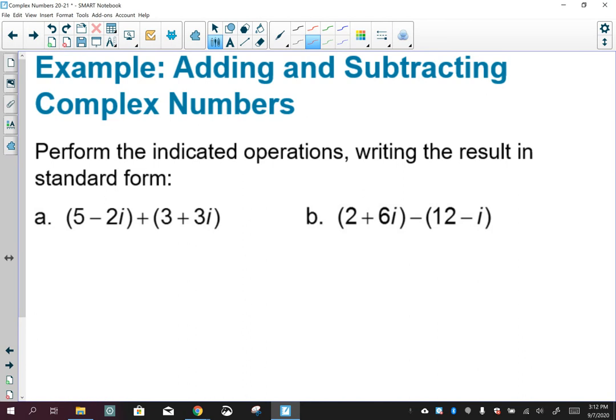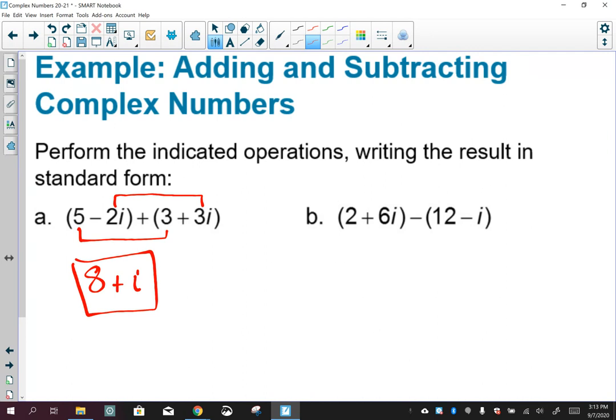Okay? So if I'm looking at this, the 5 minus 2i plus 3 plus 3i, well, the plus sign says there's nothing special that I actually have to do, so I'm just going to be able to combine like terms on this. So this 5 is going to be added to that 3, and that gives me an 8. And this negative 2i is going to be added to that 3i, and that's going to give me plus i. And that's my answer. Okay.